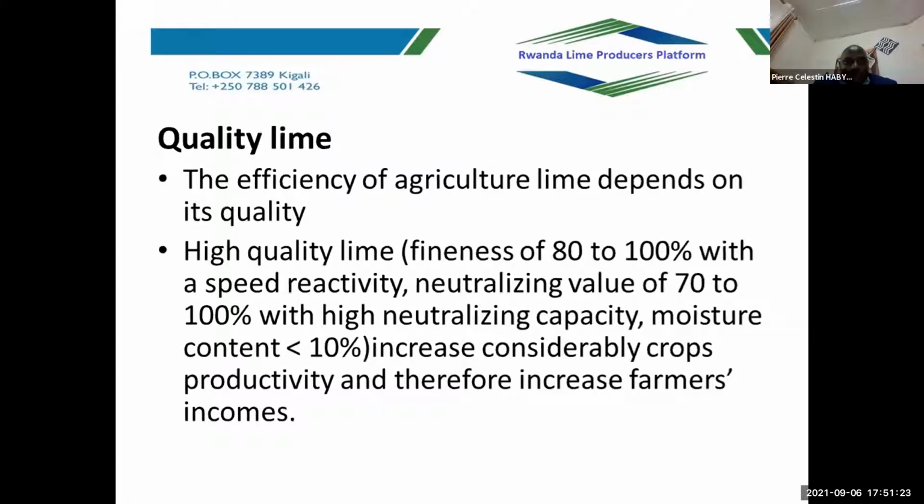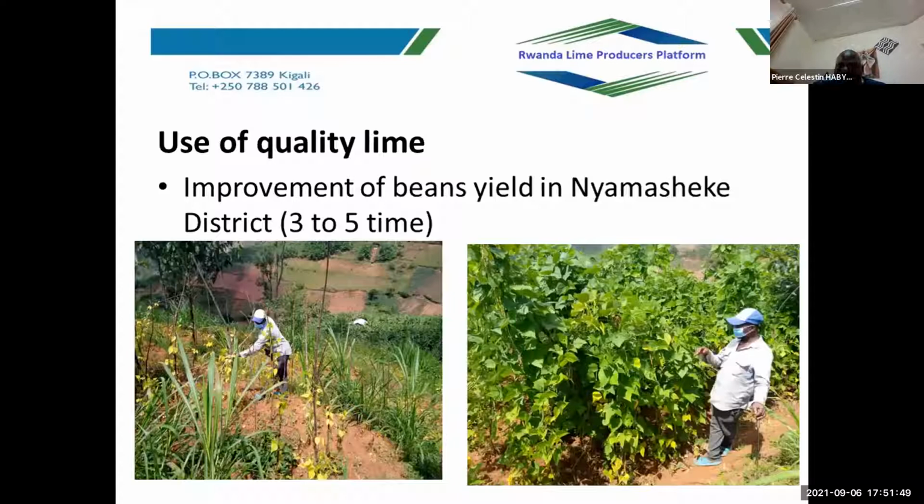As you may know, quality lime plays a key role in soil productivity, as mentioned here. We do have standards, which are, I think, common in Rwanda and in other African countries. Here, I show some areas where farmers use lime and where they don't use lime. There is a big difference. Where they use lime, they have a 3 to 5 times yield increase.